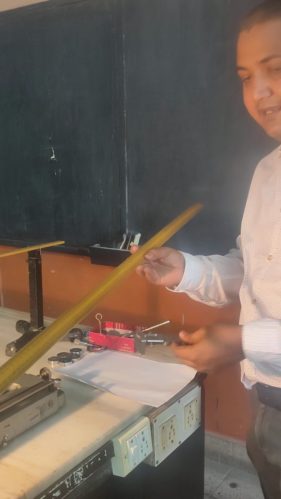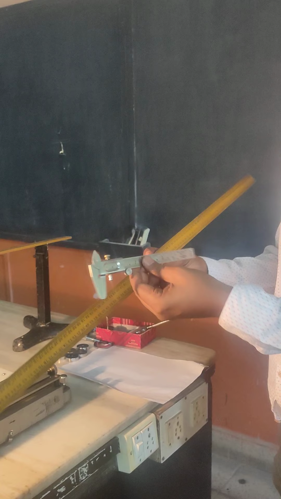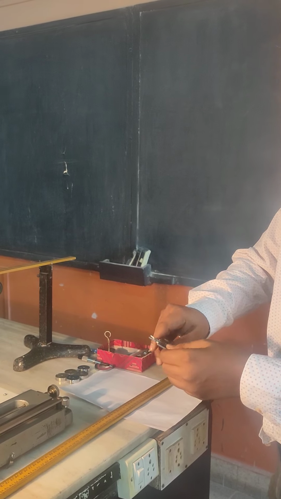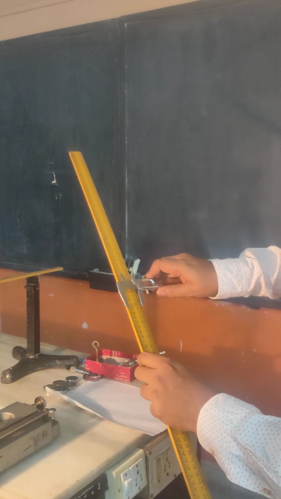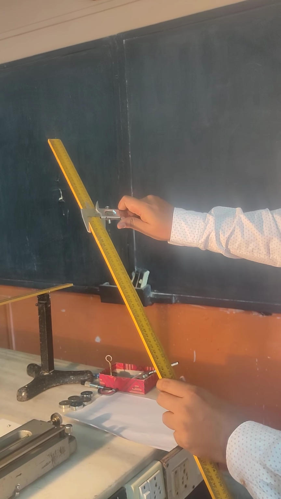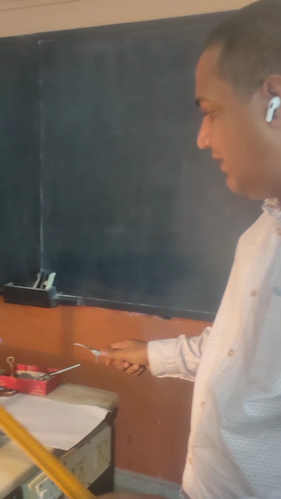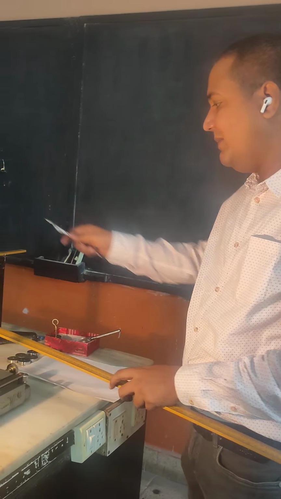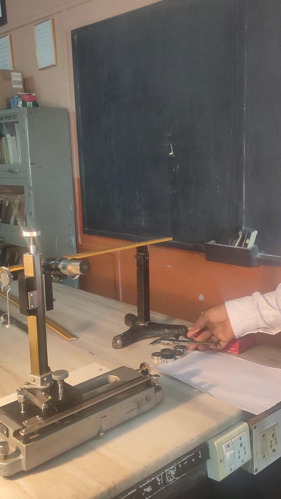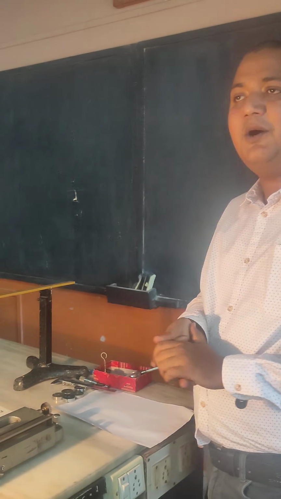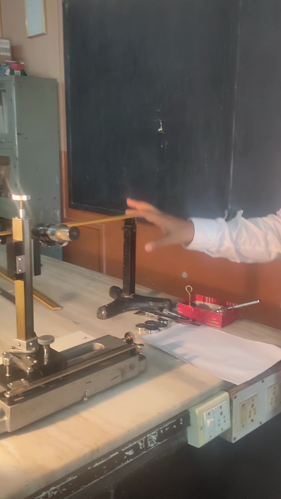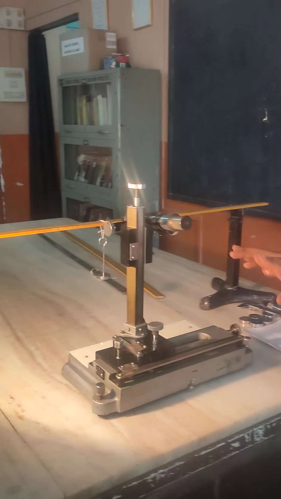Then this is my vernier caliper. I will use this vernier caliper to find the breadth of the scale. I will take it at 10 different places, take 5 different readings, and find the mean breadth of the scale. The same scale I have kept here. I hope you are aware of how to use the micrometer screw gauge and the vernier caliper. With the help of that we have done the breadth and the thickness of the scale.